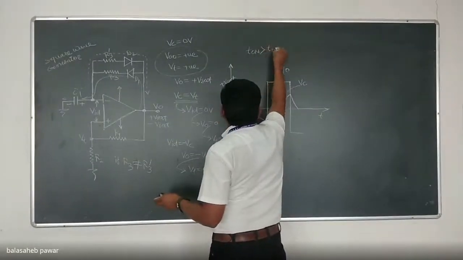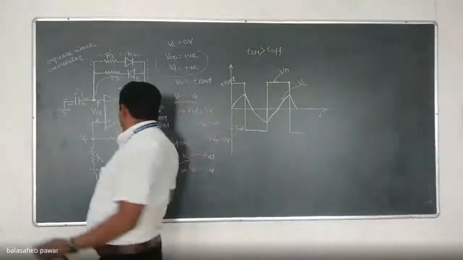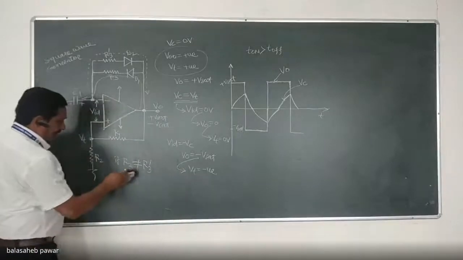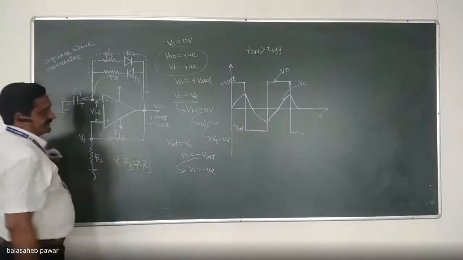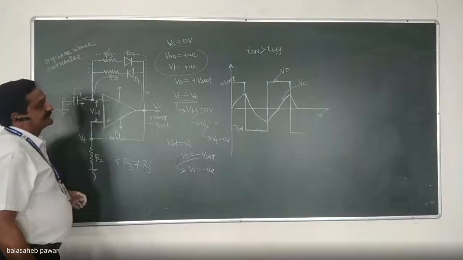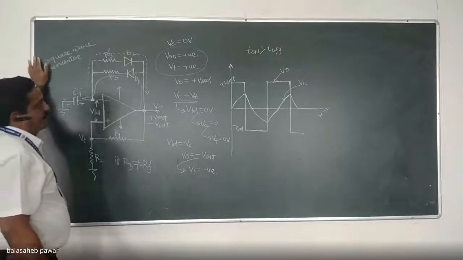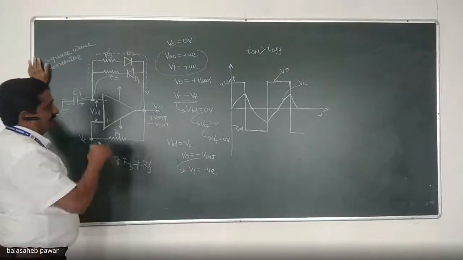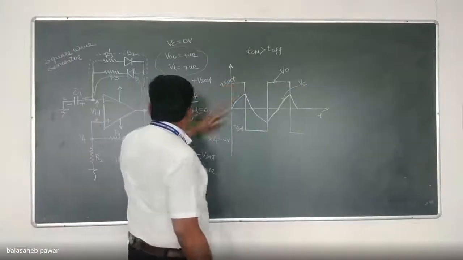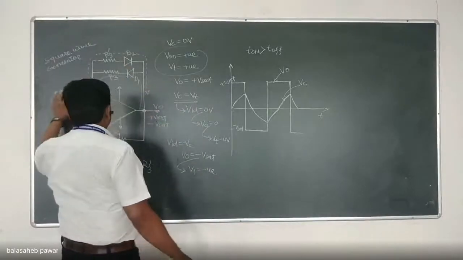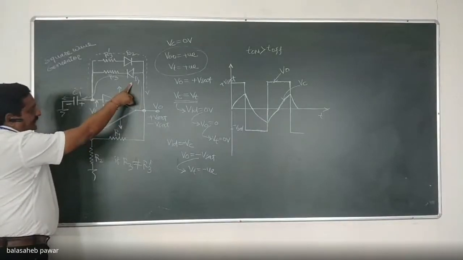See, if we want T on somewhat greater than T off, now if possible from your side, just let me know whether R3 should be greater than R3 dash or less than R3 dash. Can anyone? Already I explained the working. See, during T on, the capacitor starts to charge. As per this waveform, whenever the output is plus Vsat, the charging of the capacitor takes place, through diode D1.